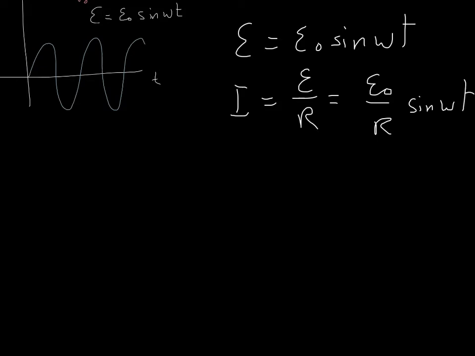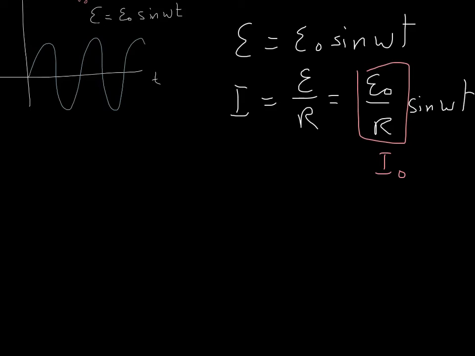And of course, we can just call all this thing I0 for the maximum current. So we're going to have exactly the same thing. There's a maximum current that depends on the maximum voltage in the usual way, and then of course times sine of omega t, because this thing keeps oscillating like this one here.